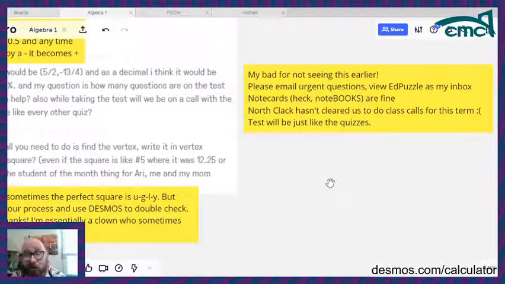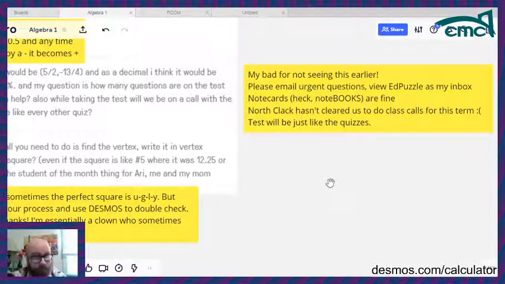As for video calls, North Clack still hasn't cleared us to do class calls. I would love to do something like office hours, even if it's just a couple hours a week, where you can pop in and say hey. If nobody pops in, that's fine too. But I would love to structure something where we can interact, screen to screen, at least in the same virtual space at the same time. We haven't been cleared to do that yet.